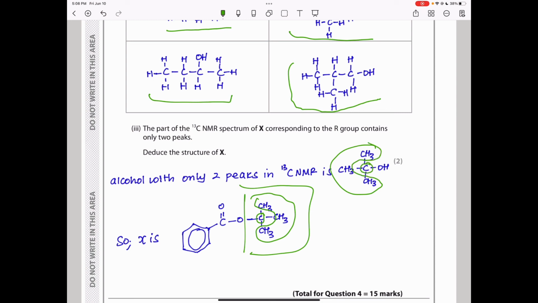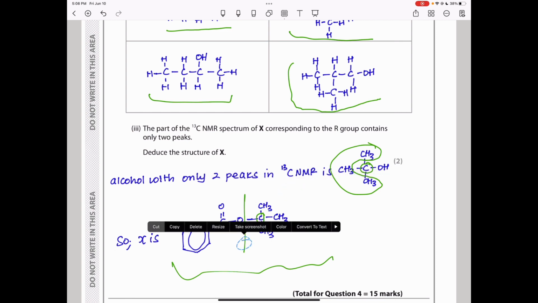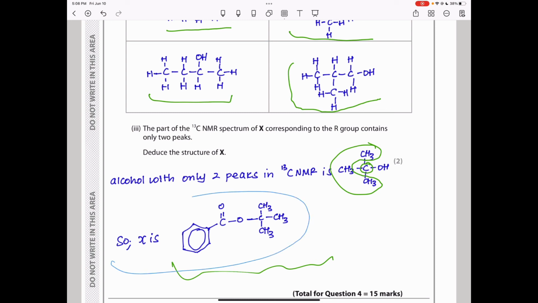So when you combine that, you would have formed an ester, which is this. So X would be the ester. Let me try to clean it up for you. This is the ester we're looking for, this one here.